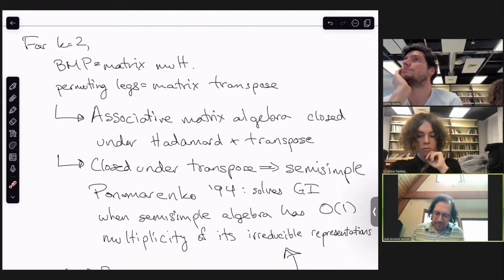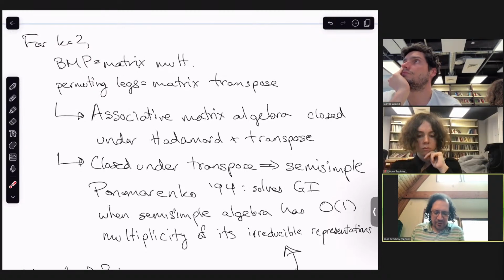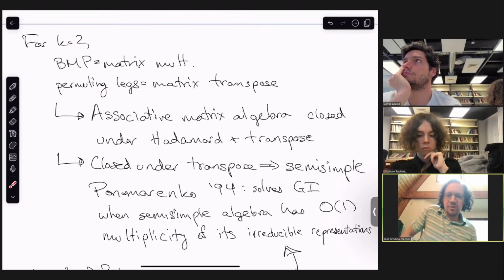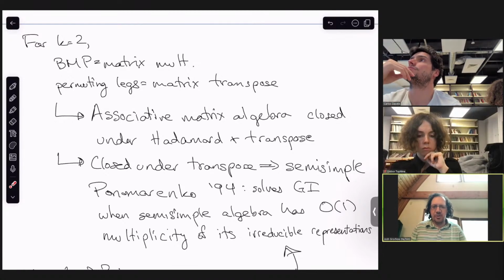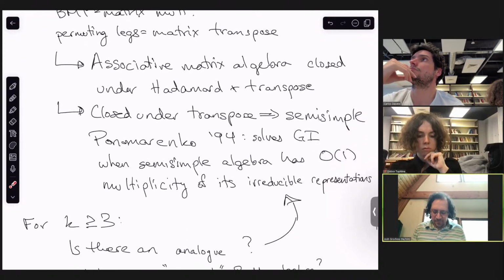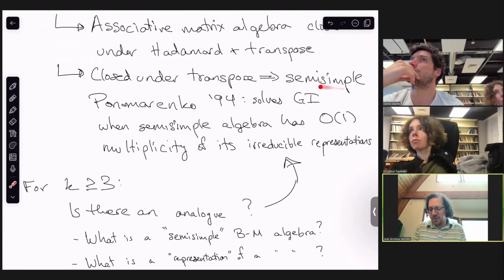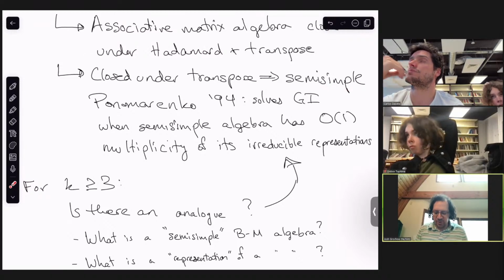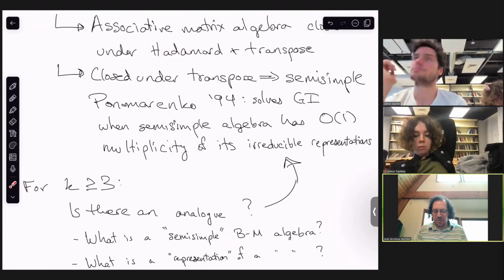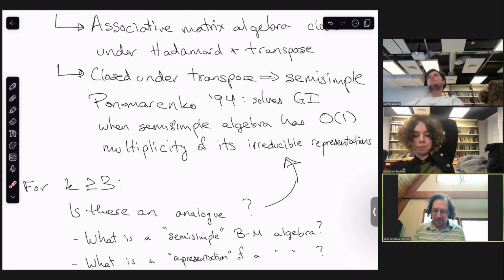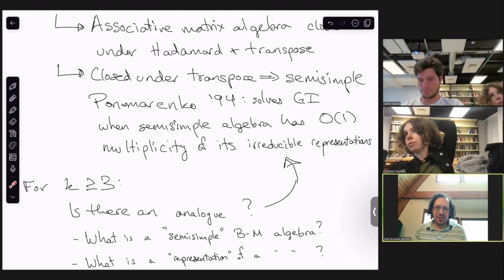And so the question is now, since higher dimensional Weisfeiler-Leman corresponds to these higher order Bhattacharya-Mesner algebras, is there an analog of this? Here he's using the fact that this algebra is semi-simple very crucially. What does it mean for a Bhattacharya-Mesner algebra to be semi-simple? Again, he's using this thing about irreducible representations of this algebra very crucially. What is a representation of a Bhattacharya-Mesner algebra?